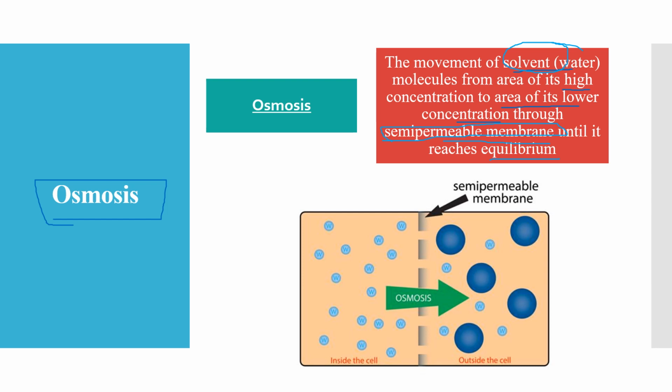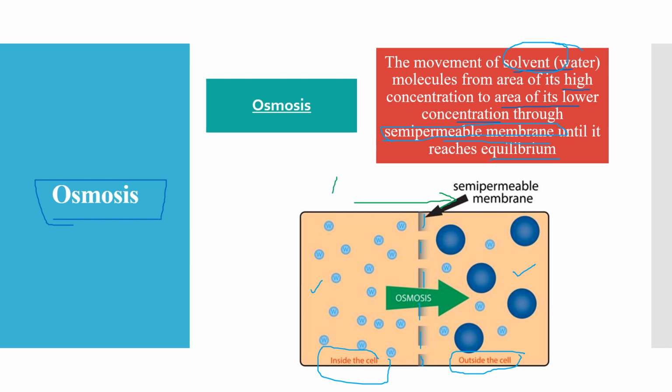So this is the diagram of osmosis. In osmosis, this is the semi-permeable membrane, and this is the inside of the cell, and this is the outside of the cell. As you can see in the diagram, molecules will move from high concentration to low concentration. Here inside the cell the concentration is high and outside the cell concentration is low. So molecules will move from high concentration to low concentration, means from this direction to this direction, from inside the cell to outside the cell.